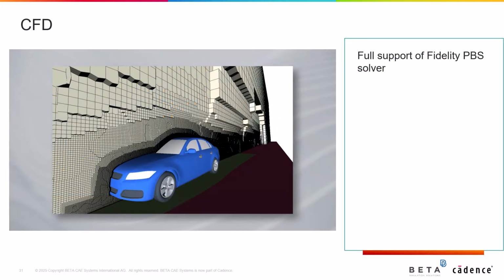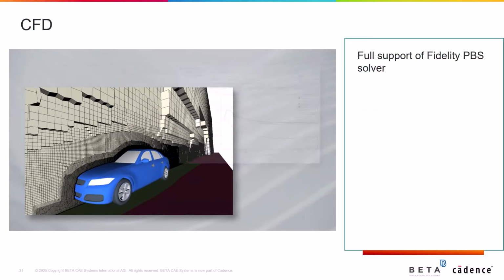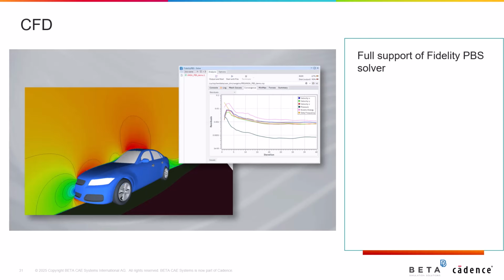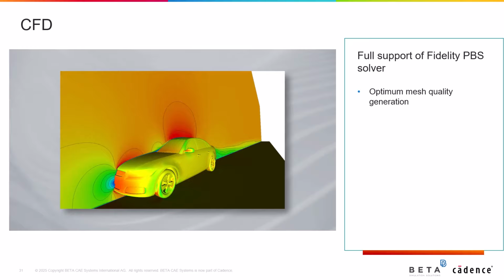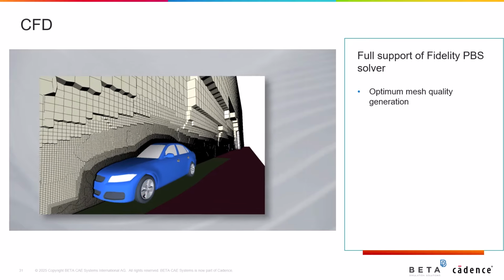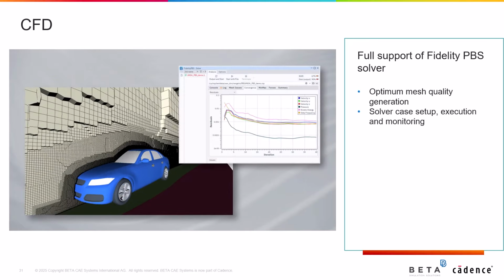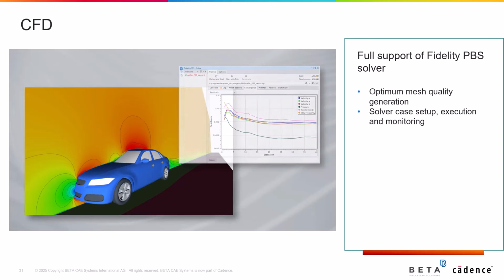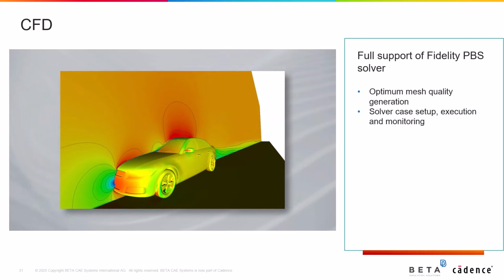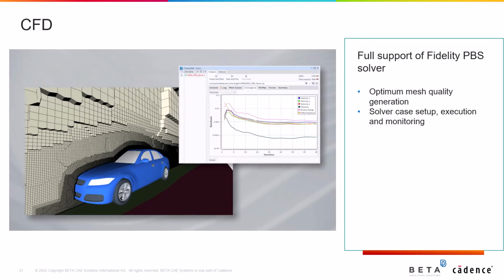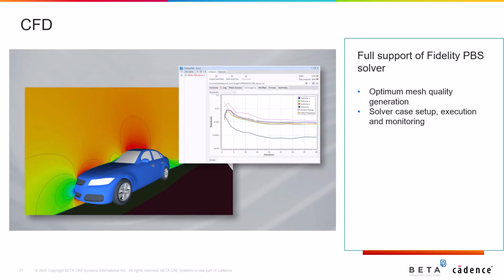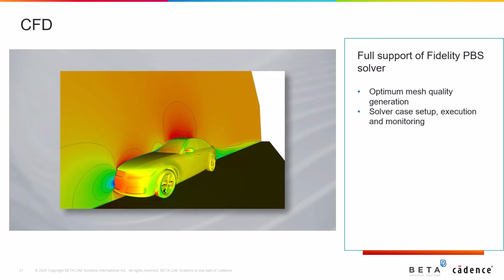Regarding CFD, Fidelity PBS Solver is fully supported. Apart from solver quality criteria that are respected during mesh generation, boundary conditions and solver settings can be set up. Moreover, the user can not only control the solver directly from ANSA and visualize residuals and monitor values, but also launch Meta in order to post-process the results.